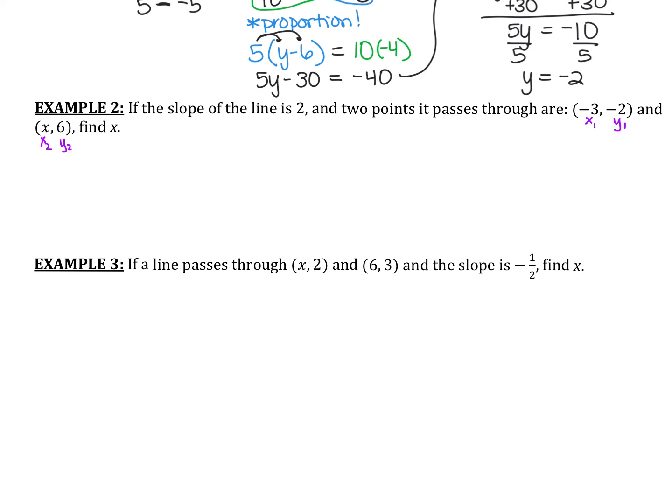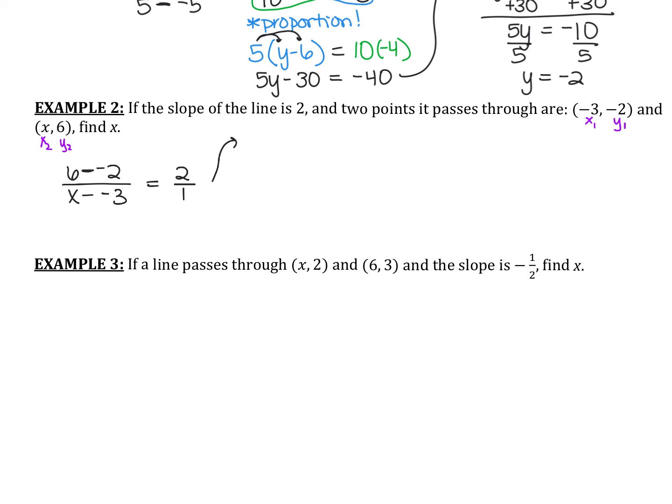We know slope is y2 minus y1. Don't lose those negative signs. Remember, this should be there. That's part of the formula. And y1 happens to be negative 2, over x2 minus x1. And it says the slope of the line is 2. How can I write 2 as a fraction? Because it's going to make my life easier if I write it as a fraction. 2 over 1.